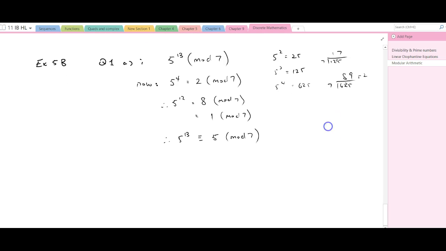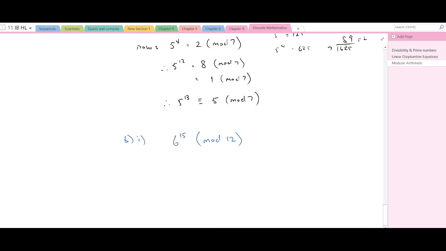So that's worked okay. Now if we go to B part 1, and if you haven't had a go at this, then do so. It's 6 to the power of 15 in mod 12. So pause if you haven't had a go at this already, but we're looking now for powers of 6 that give us a low remainder in mod 12, ideally 1. So 6 to the power of 1 is 6 in mod 12, no good. 6 to the power of 2 is 36, which in mod 12 is actually 0.